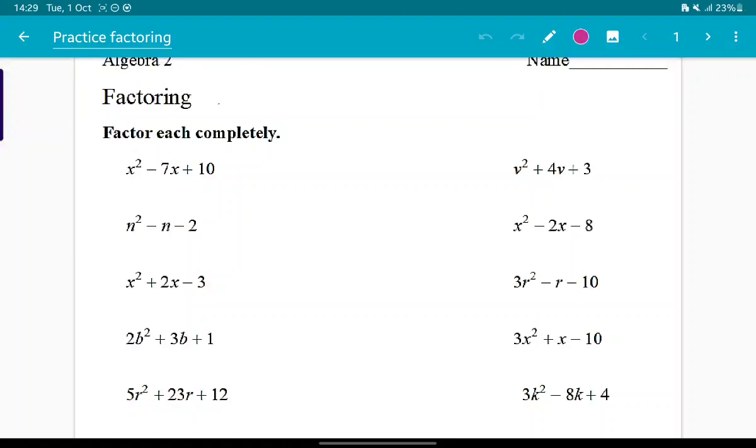Hello again everybody. In this video we'll complete the 4 types of factoring. In the last video we did difference of two squares and difference or sum of two cubes.